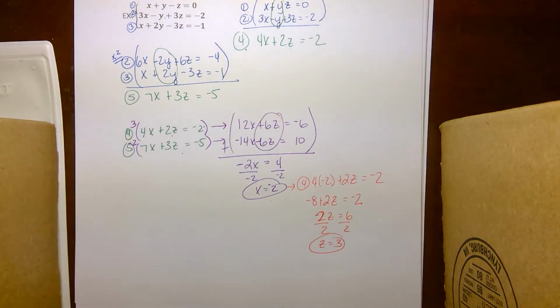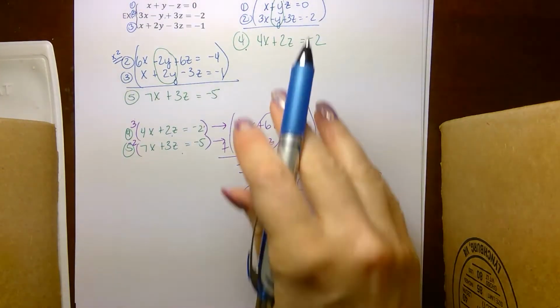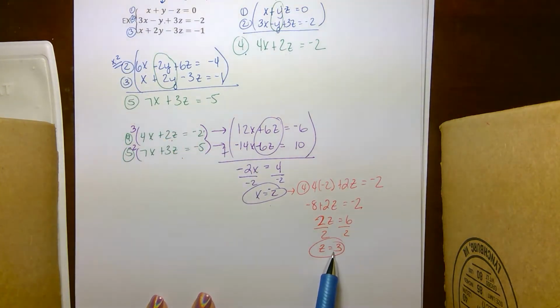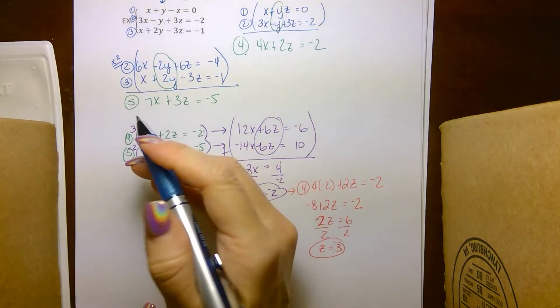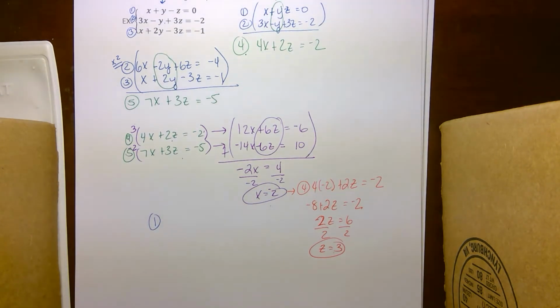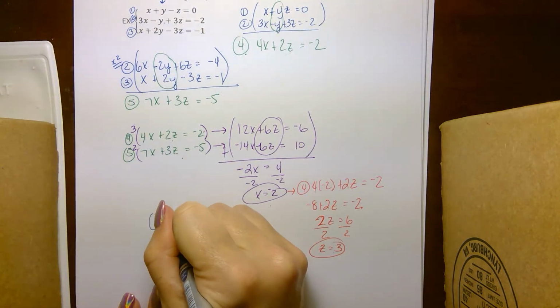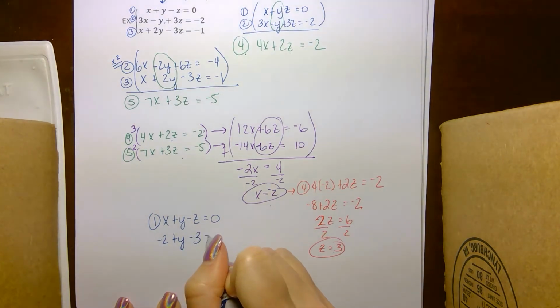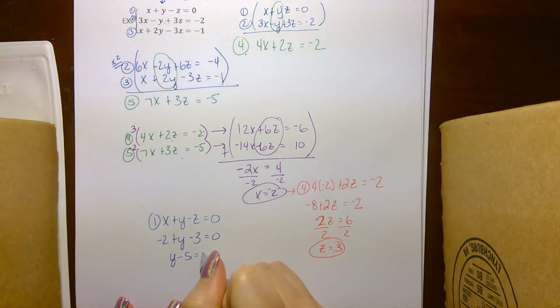Now I have to go all the way back to the beginning, to one of my original equations, 1, 2, or 3. And I'm going to take my value for x, my value for z, I'm going to plug them both in and solve for y. That's my remaining variable that I don't know. Well, equation 1 has the smallest coefficients. Equation 1 is x plus y minus z equals 0. So I'm going to plug in -2 for x. I don't know y. I'm going to plug in 3 for z. So that's -3 equals 0. Y minus 5 equals 0 means y is 5.